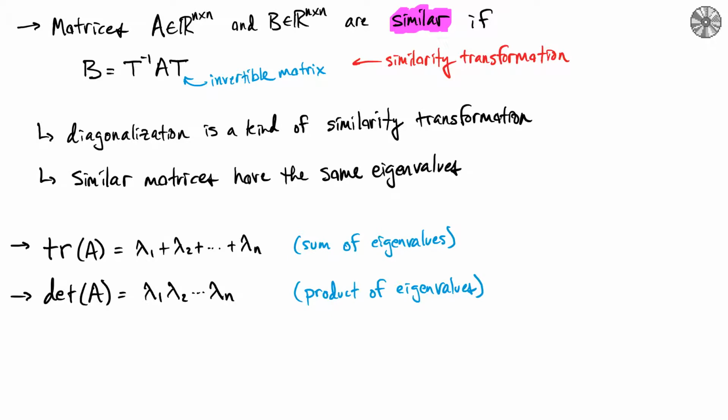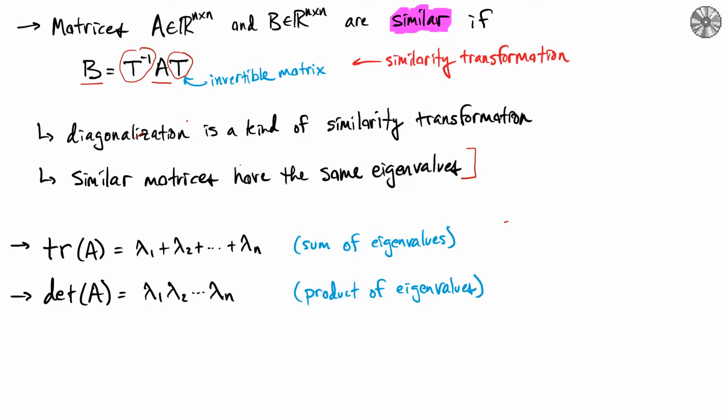A generalization of the diagonalization process is the notion of a similarity transformation. A similarity transformation just says that a matrix B is similar to a matrix A if there's an invertible matrix T such that this pattern changes A into B. In this case, neither A nor B needs to be diagonal. Diagonalization, however, is one case where we require, for example, B to be a diagonal matrix. One of the consequences of this is that similar matrices have the same eigenvalues.